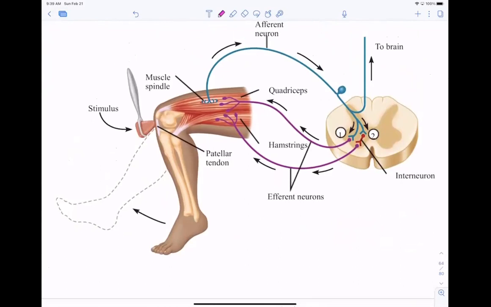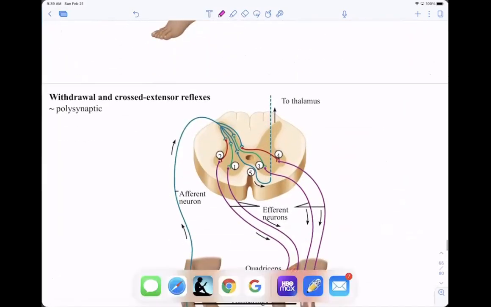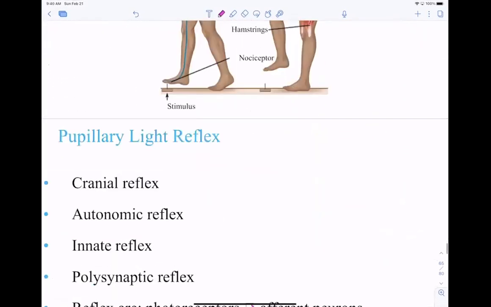So remember, we have inhibitory graded potentials and we have excitatory. So the hamstrings, it's an example in this stretch reflex that you have inhibitory graded potentials of the hamstring while you have excitatory of the quadriceps. And here's the cross extensor for the legs.